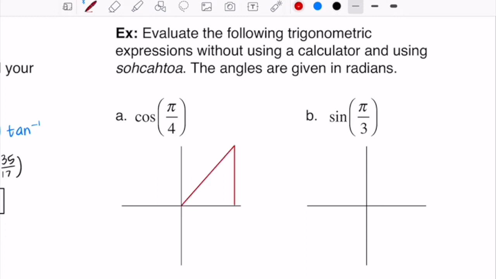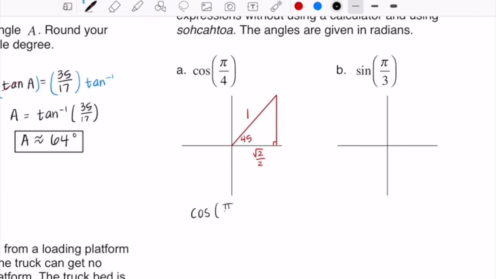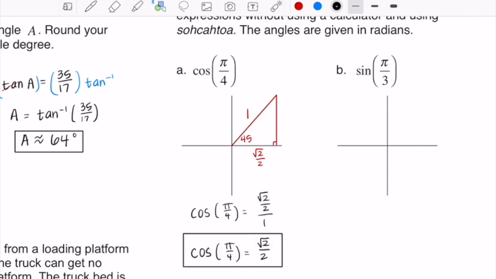So here for my first one, the cosine of pi over 4. Pi over 4 is the same as 45 degrees. This angle is going to be in quadrant 1. Here's my reference angle labeled, and I need cosine. So for cosine, I need adjacent over hypotenuse. So here the cosine of pi over 4 radians is equal to adjacent over hypotenuse. And so I get that the cosine of pi over 4 radians is equal to the square root of 2 over 2.